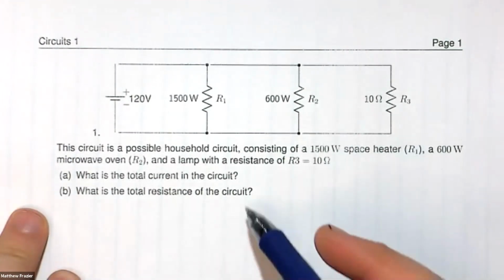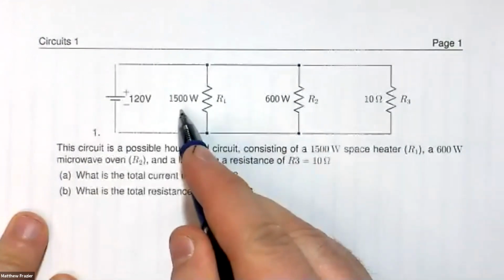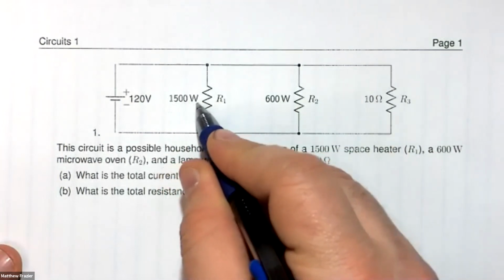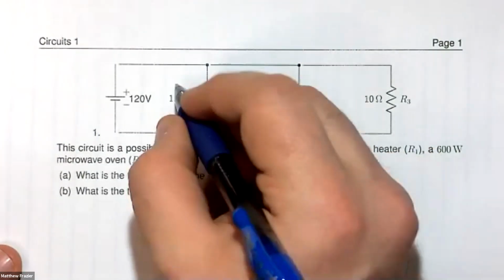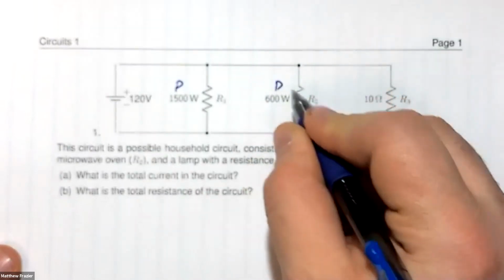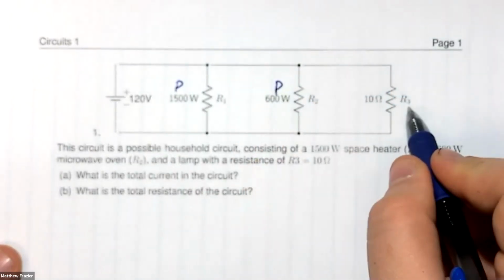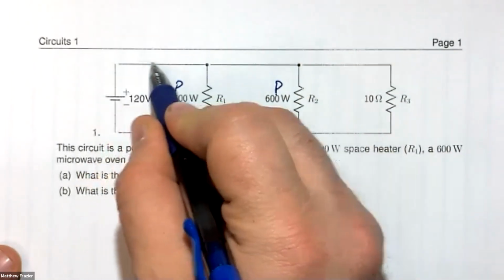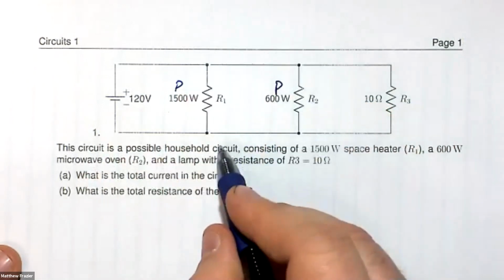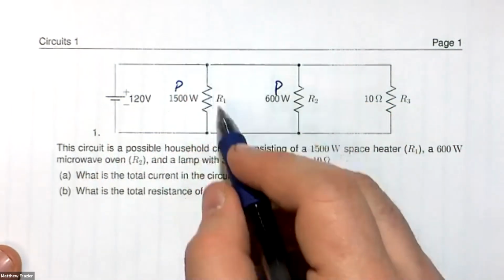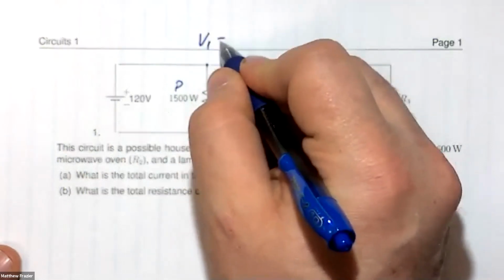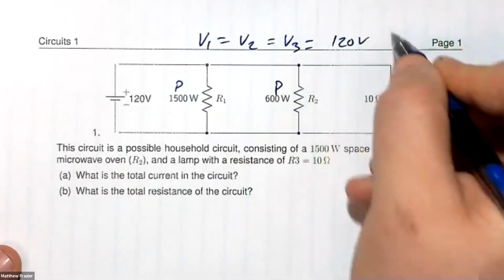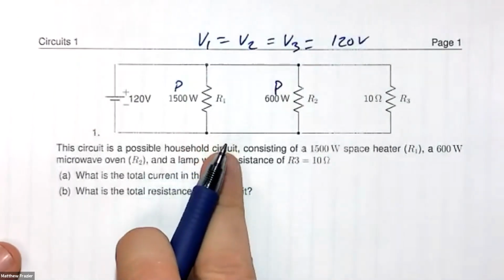So we can identify that there is some number we know for each resistor. In this case, these are powers. And we know the resistance here. And we know that this conductor is 120 volts, and this conductor is 0 volts. So we know V1, V2, V3 are all 120 volts. So we can go through and calculate.